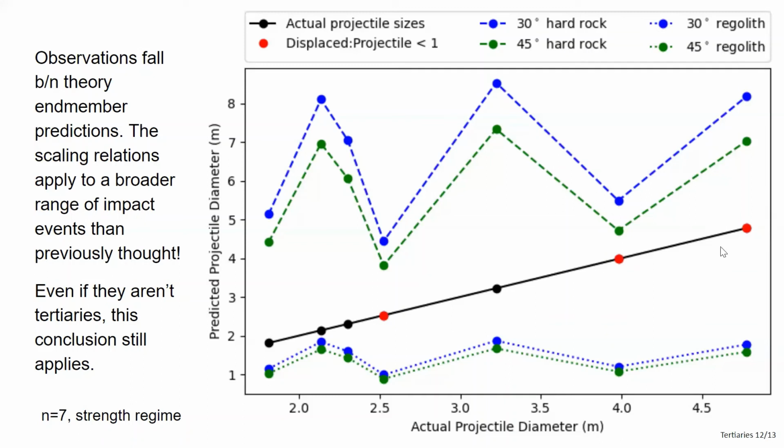So the red dots are those for which the scaling relations are not supposed to apply, because the displaced to projectile ratio is less than 1. So all of these are not hypervelocity, but these dots also have the wrong, quote unquote, volume ratio. But look, all of our points fall between these two end member predictions. So the scaling relations apply to a broader range of impact events than we previously thought.